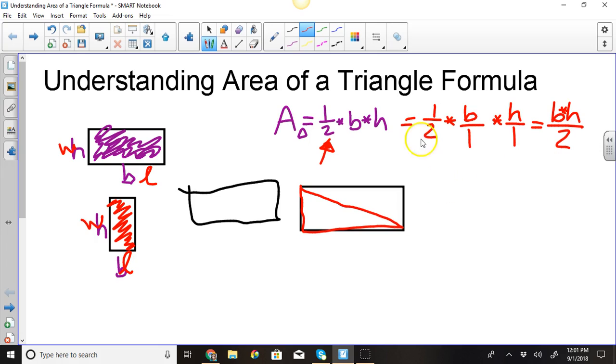is just 2. So you can memorize the area of a triangle formula as being this, 1/2 times base times height, or you could remember it as base times height, and then divided by 2.